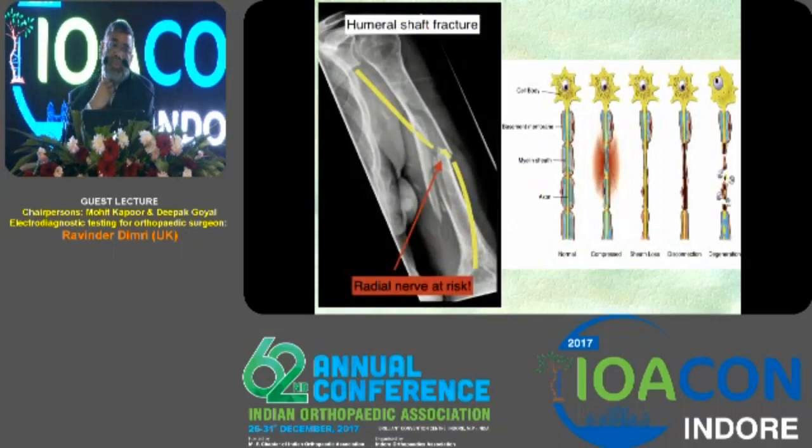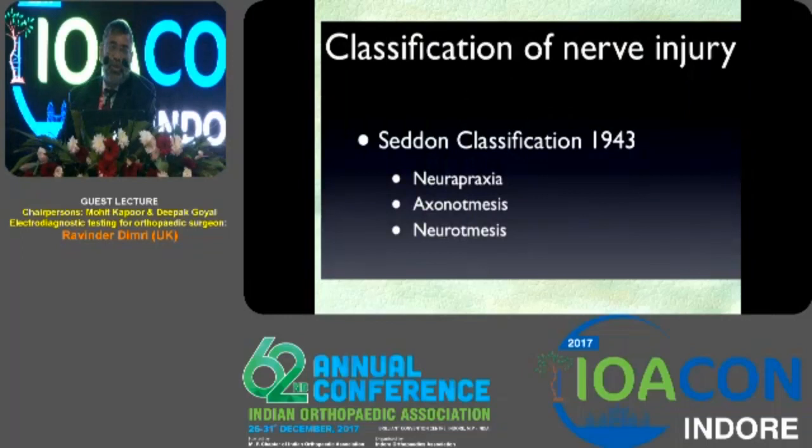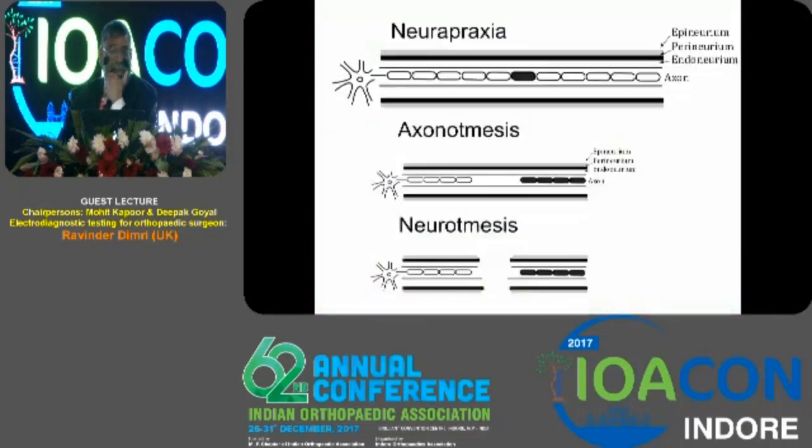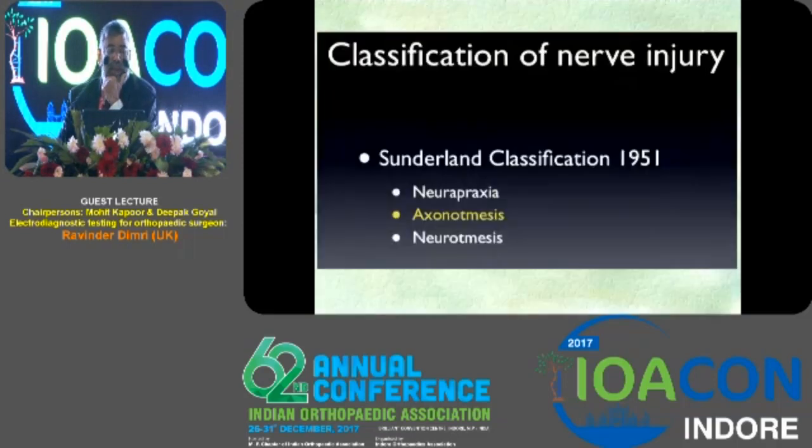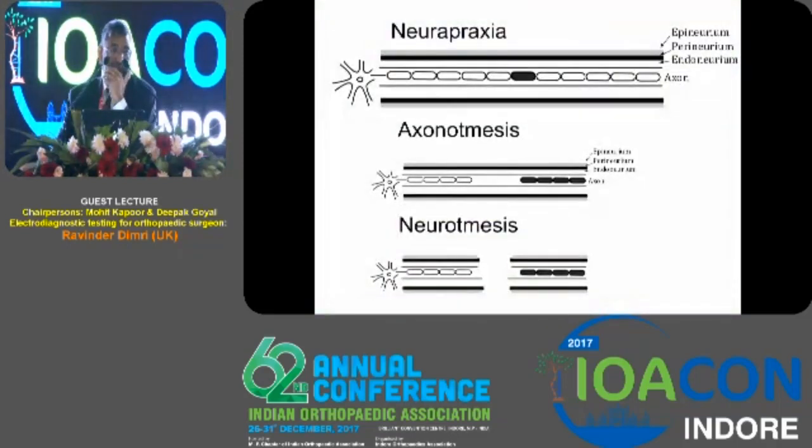So let's come back to the nerve injuries. Before we do electrophysiological studies, let's know a little bit about the types of nerve injuries. Seddon in 1943 classified them into neuropraxia, axonotmesis, and neurotmesis. According to him, neuropraxia is just a conduction block. Axonotmesis is where the axon is disrupted but the connective tissue is maintained. And neurotmesis is where there is no continuity between the proximal and distal end of the nerve.